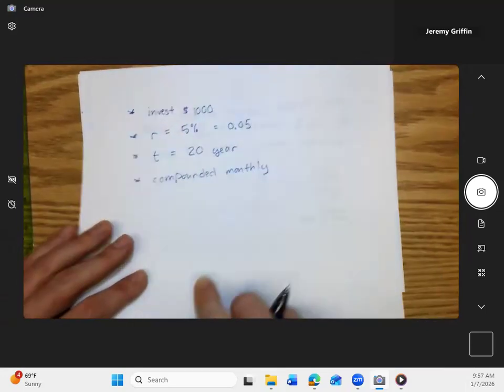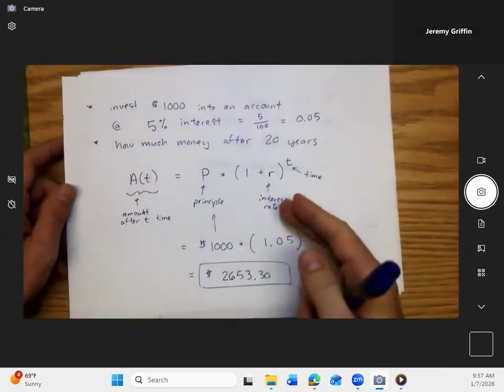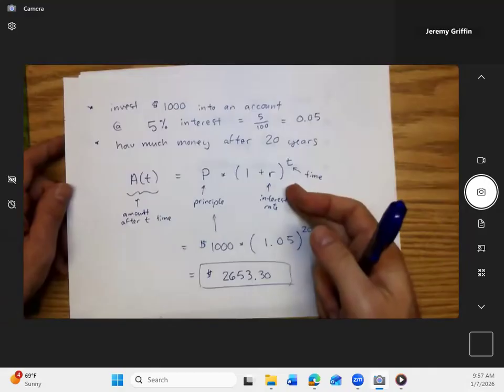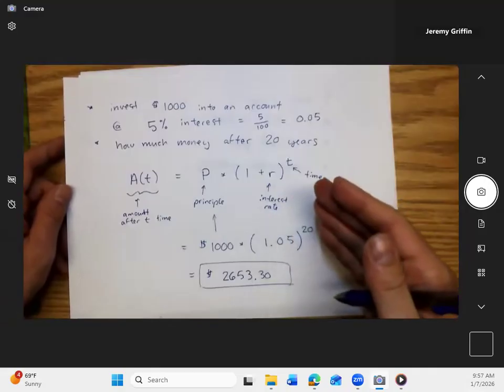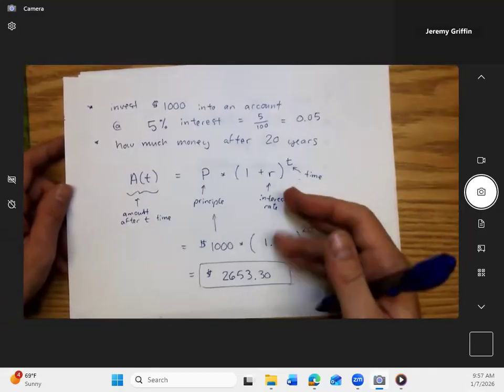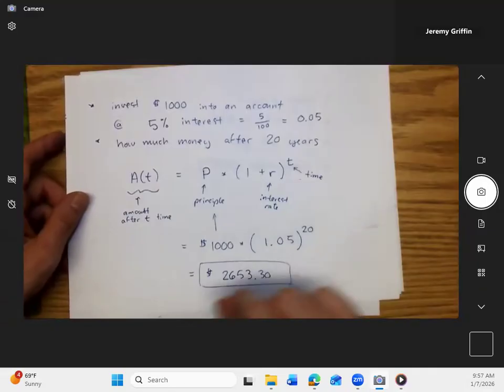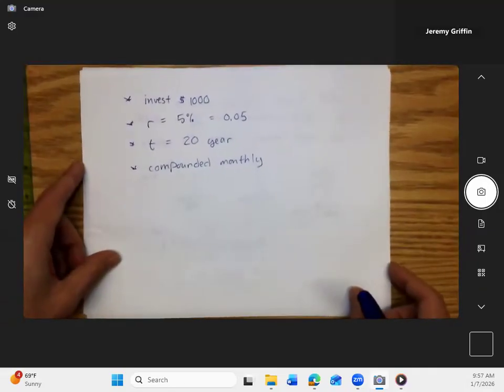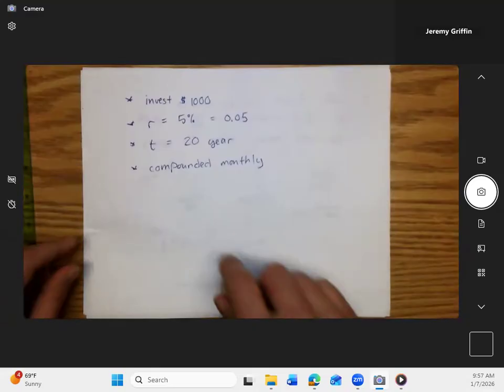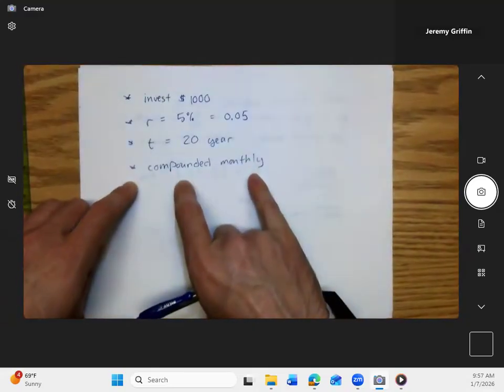Okay. And what that means is that instead of at the end of the year accumulating 5% interest, you take that 5% interest and you divvy it up over 12 months. And then at the end of every month, you get a little bit. And overall, it's going to result in your account growing a little bit faster. Not a whole lot, but a little bit. And you guys will see how much.